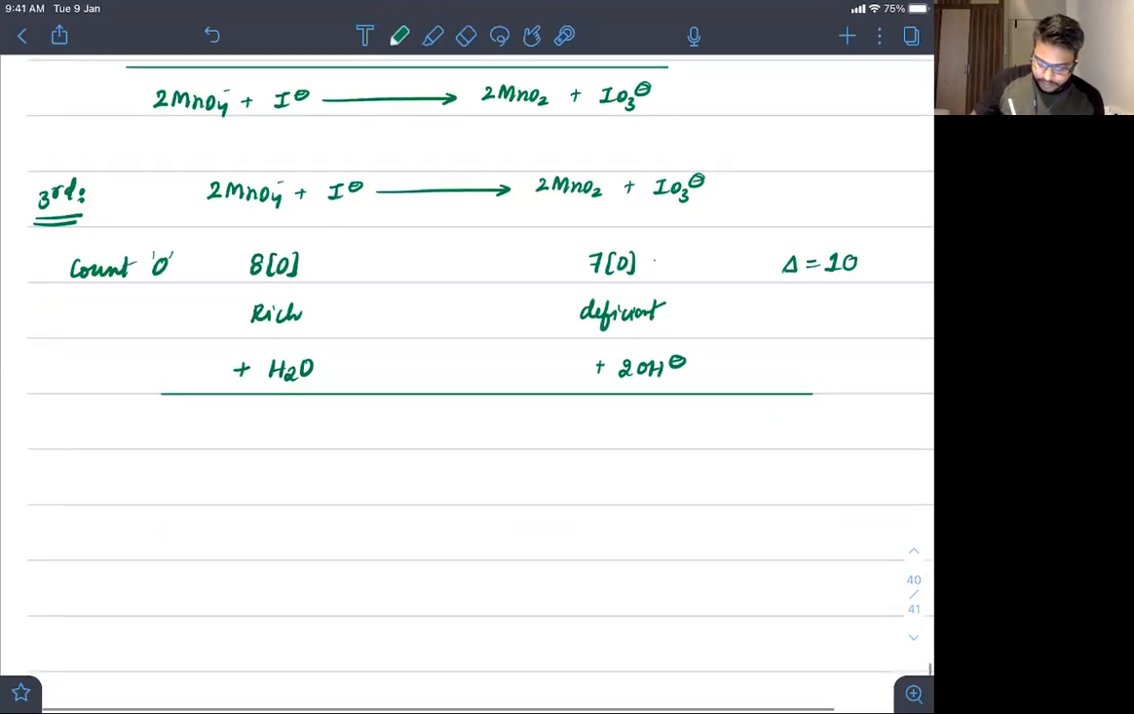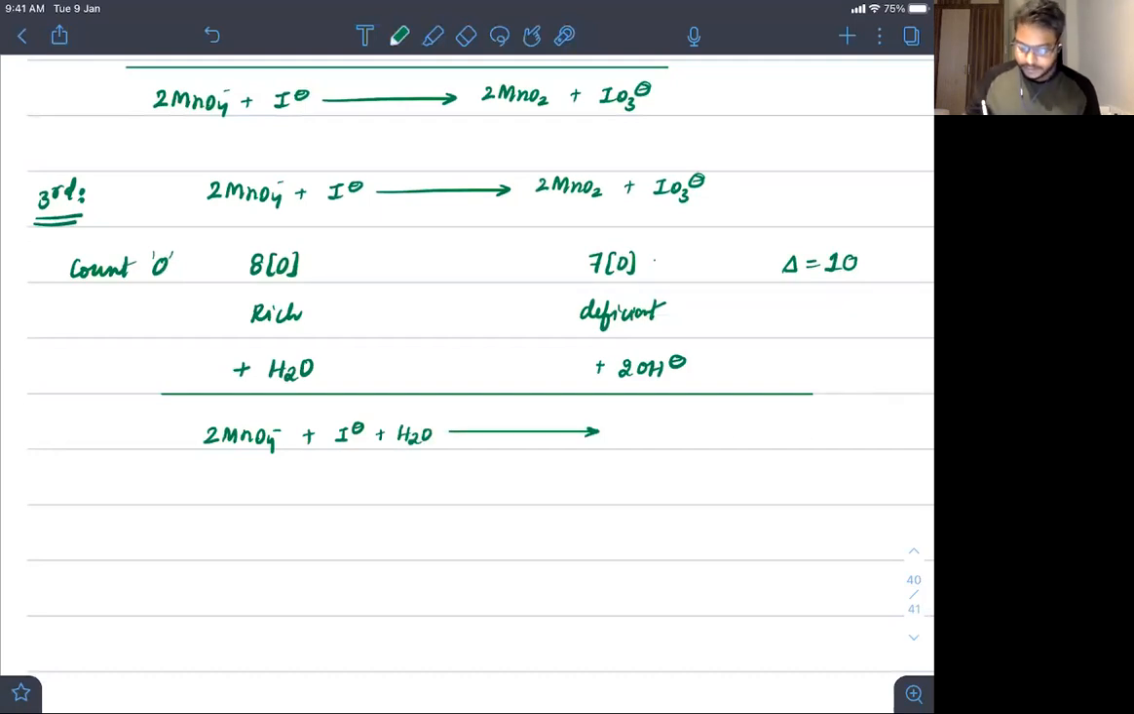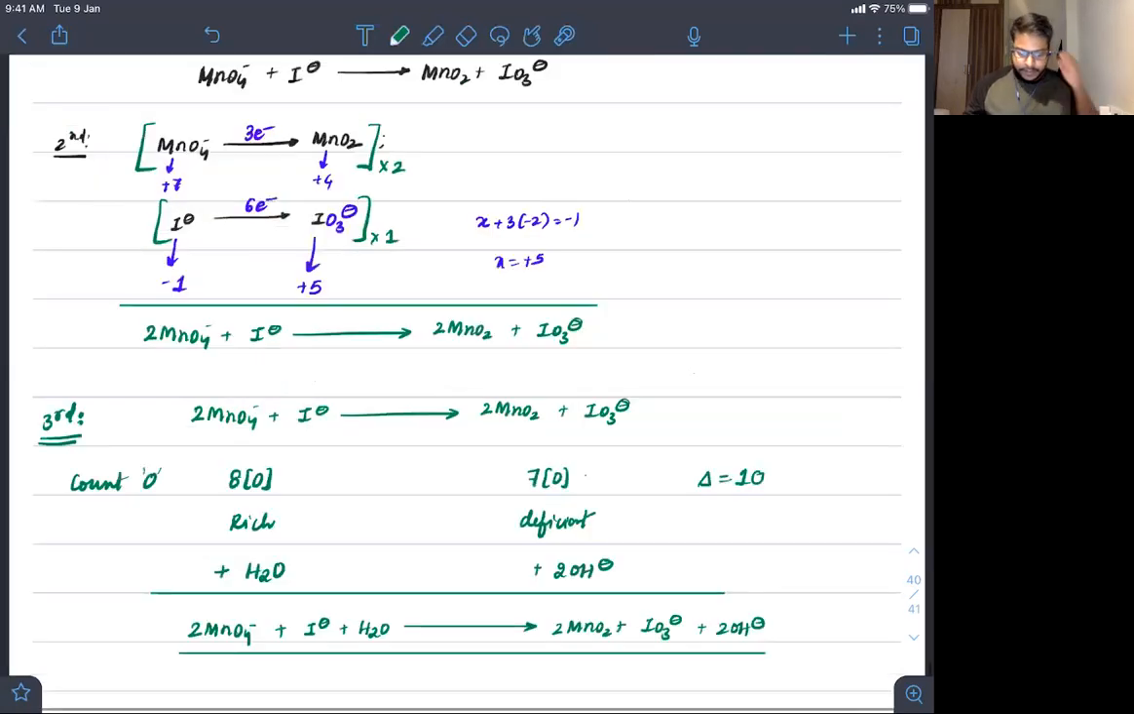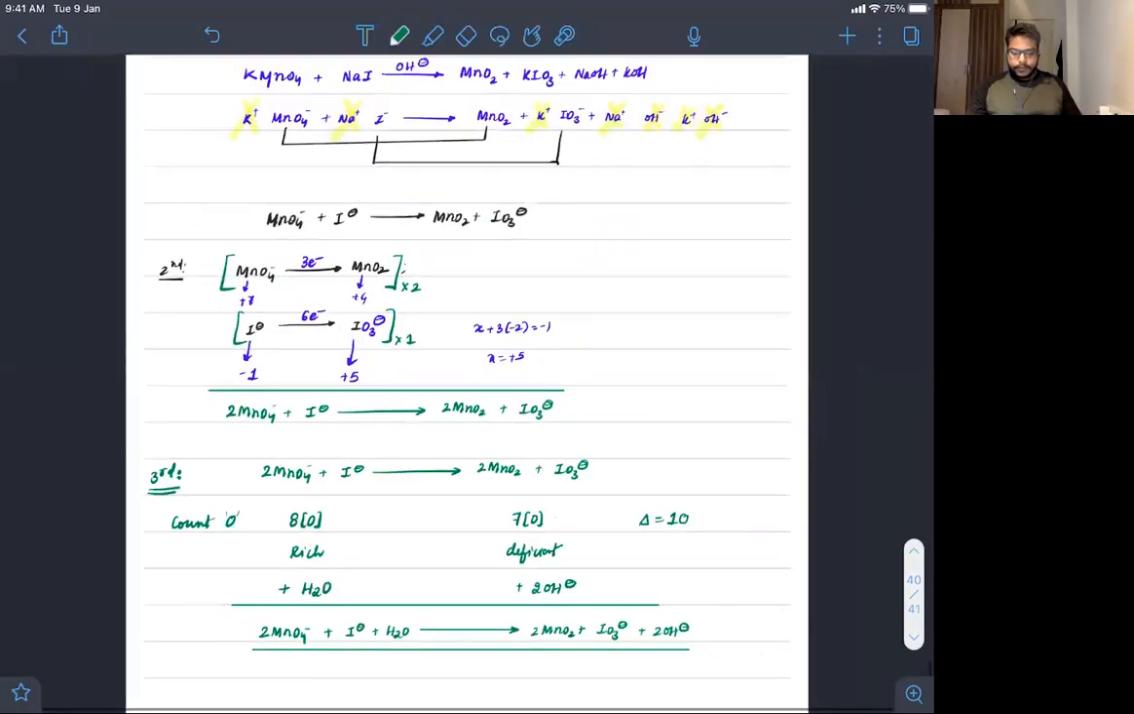So what do we have here now? 2 MnO4 minus plus I minus plus H2O is becoming 2 MnO2 plus IO3 minus plus 2 OH minus. Now this is the overall balanced reaction. Clear, students? Make a note.